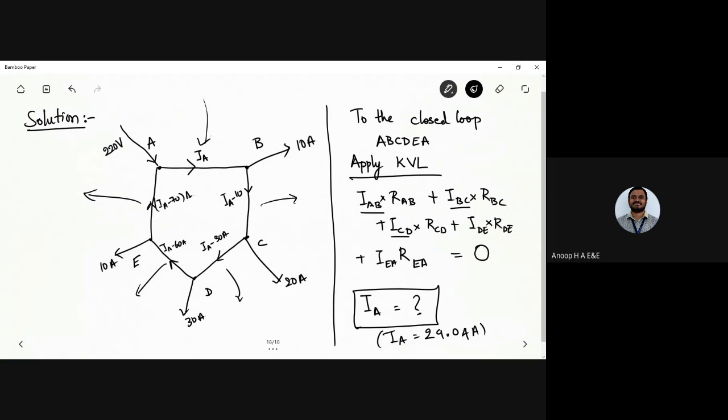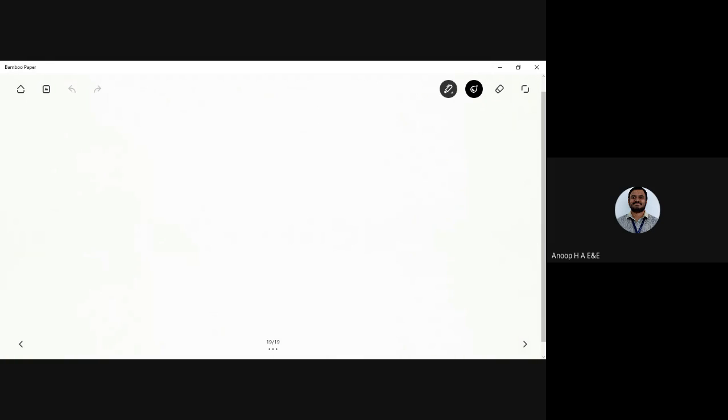Okay, so you have to substitute for current IAB, IBC, ICD, IDE, and all the currents which are there, along with the resistance. Okay, so you don't have to multiply the distance, and definitely the distance is not given in the problem. So it's a direct substitution and you can get it. Okay, so now you have to identify the current in each section.